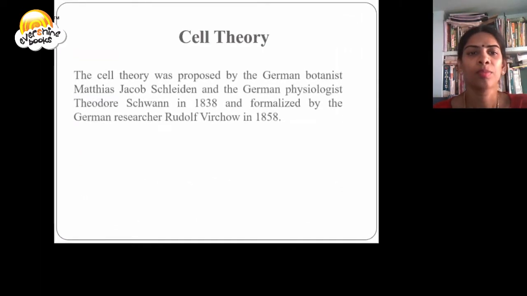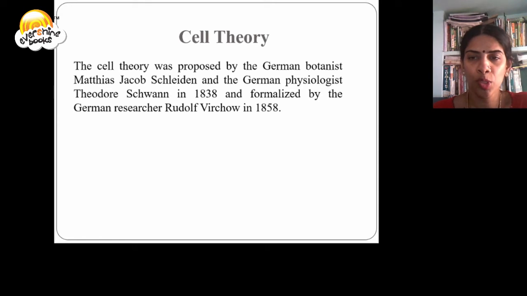Cell theory. The cell theory was proposed by the German botanist Matthias Jakob Schleiden and the German physiologist Theodor Schwann in 1838. It was formalized by the German researcher Rudolf Virchow in 1858. Do remember the names of the botanist and physiologist who proposed this cell theory: Schleiden and Schwann.